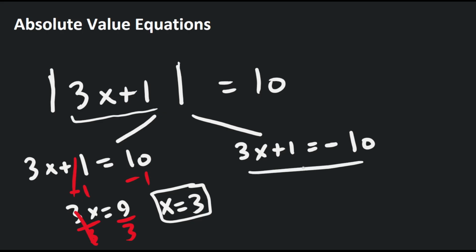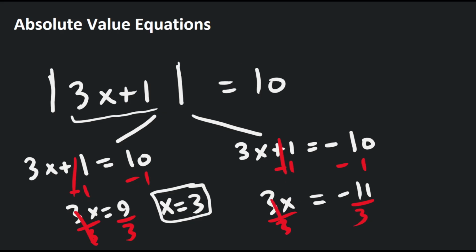And now let's go ahead and solve this other equation. We will subtract 1 from both sides, so minus 1 and minus 1. And we have 3x equals negative 10 minus 1, which is negative 11. And we'll divide both sides by 3 to isolate the x. We have x equals negative 11 over 3. There we go. Now, just like with radical equations, it's very important to test for extraneous solutions.